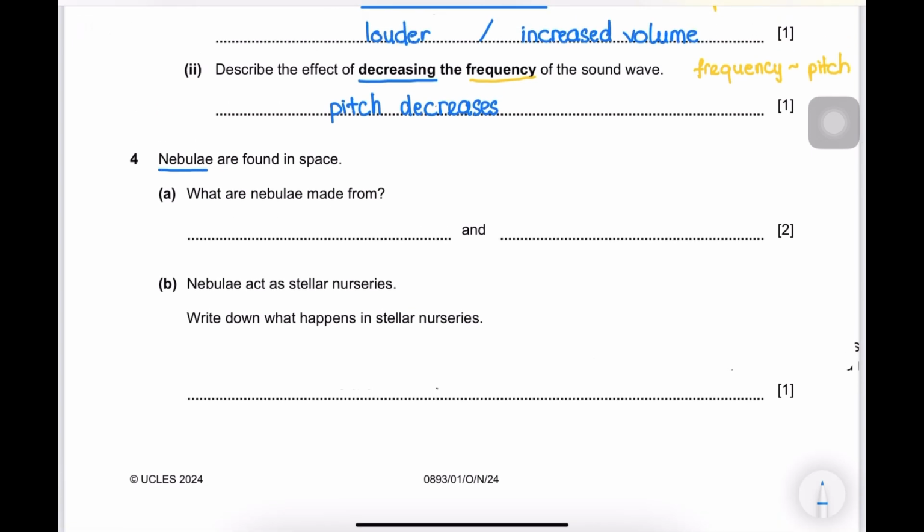This question is about nebulae, which are found in space. Nebulae are made of clouds of dust and gas. The answer for this will be stellar nurseries are places where new stars are born.